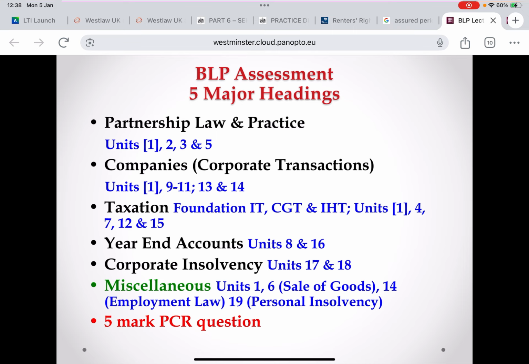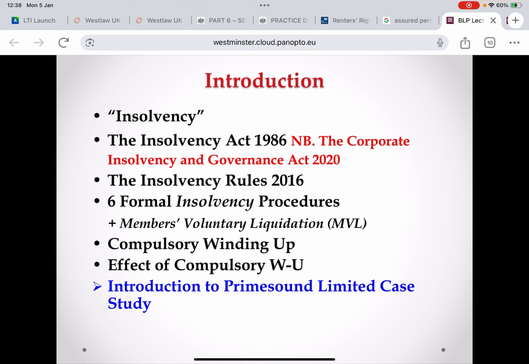Do not forget, of course, that in the BLP assessment, to comply with SRA requirements, there is also an unflagged 5-mark PCR question. But I would suggest that you are familiar with all of that already. So, moving rapidly along now to today's lecture and our coverage.